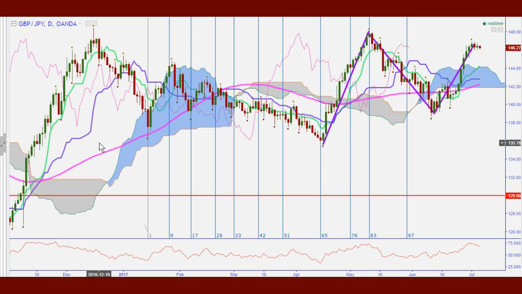So Goichi Hosoda knew that the main numbers of Ichimoku were 9, 17, and 26. They are the important numbers in Ichimoku.